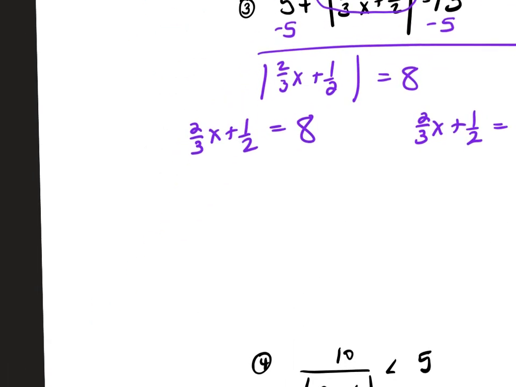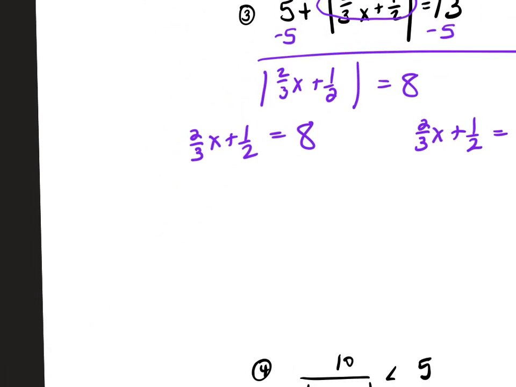So if I'm going to solve this equation on the left, the first thing I'm going to do is subtract 1/2 from both sides. Guys, if I subtract 1/2, I have to change 8 over 1 into halves. 8 over 1 is how many halves? 4 divided by 2 is 2. 2 divided by 2 is 1.